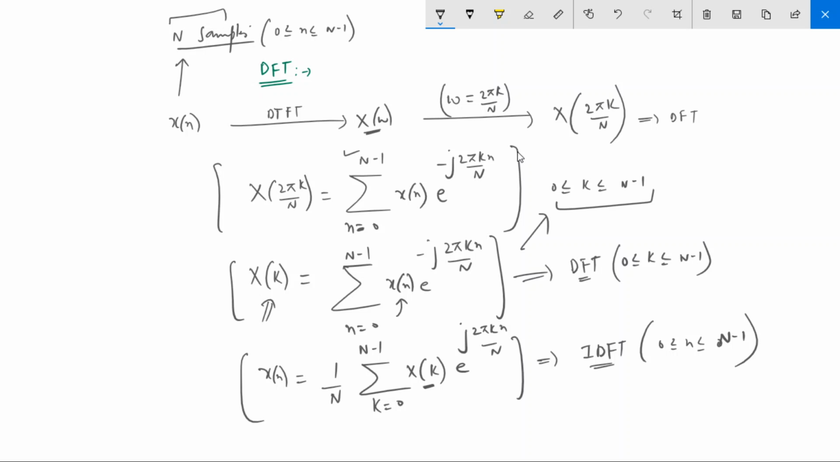Okay, so this is the equation of DFT, this is the equation of IDFT. Using this equation of DFT, you can convert a discrete time sequence directly into samples of its Fourier transform. And using this IDFT equation, you can convert the samples of the DFT into the original discrete time sequence.